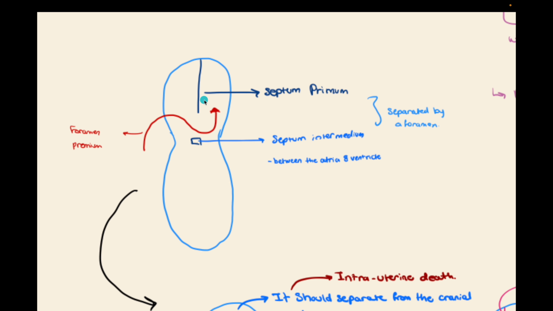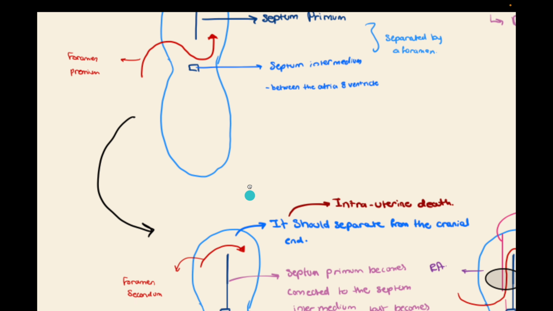However, at the beginning, the septum primum is not going to completely fuse with the septum intermedium, and there is going to be a small pathway or passageway in which blood can flow from the right atrium into the left atrium, and this space right here is going to be called the foramen primum.